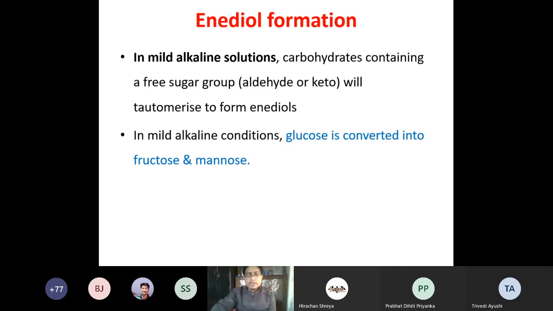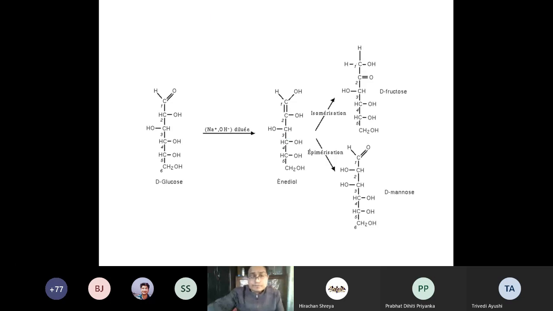We'll see with the help of structure also. That means in mild alkaline solution, they will form enediols. In mild alkaline condition, glucose is converted into fructose or mannose with the intermediate having the enediol. We'll see with the help of this diagram. Okay, now this is the glucose. In mild alkaline condition, there will be the formation of enediol.